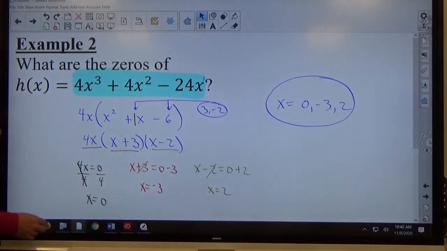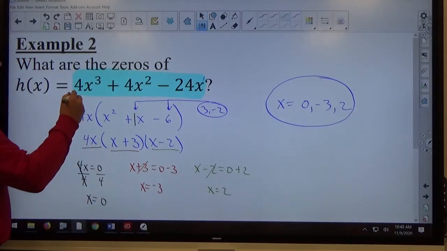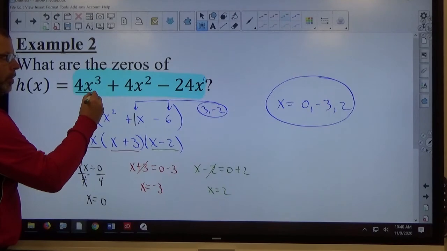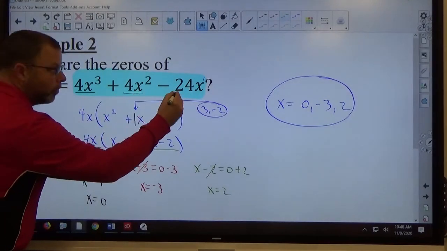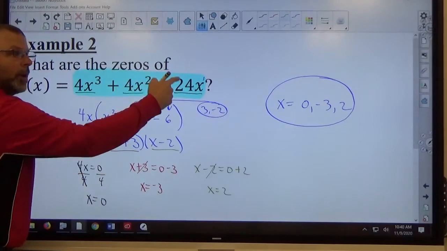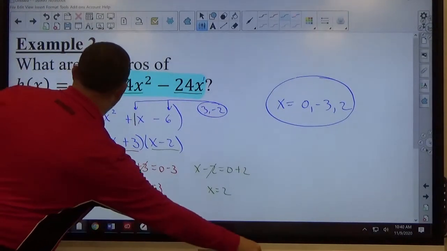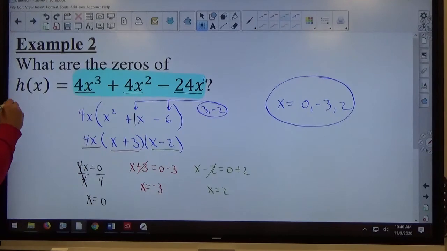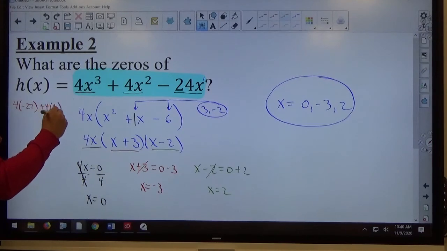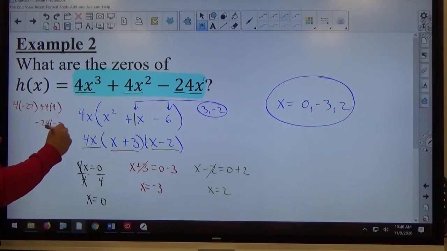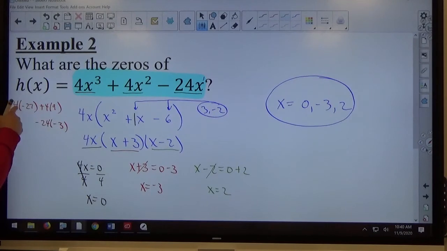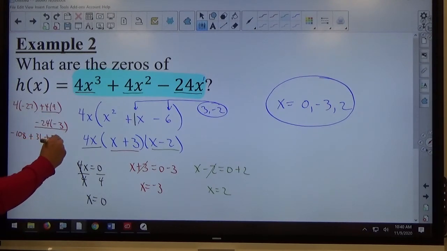Any one of these numbers, if I put it back in the original problem, for example, if I put 0 in, what's 4 times 0 cubed? 0. 4 times 0 squared? 0. 24 times 0? And 0 plus 0 minus 0 equals 0, right? If I put negative 3 in, this is a little harder to do. Negative 3 cubed is negative 27. Negative 3 squared is positive 9. And negative 24 times negative 3. So this makes negative 108. This makes positive 36, and two negatives make a positive. 24 times 3 is 72. 36 plus 72 is 108.